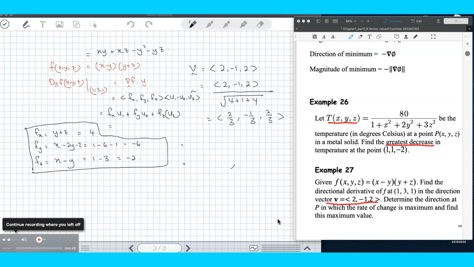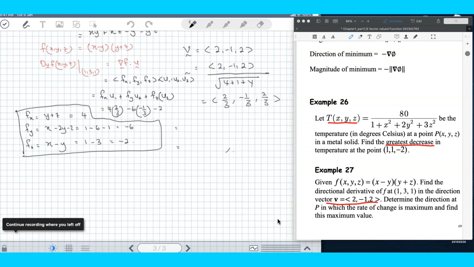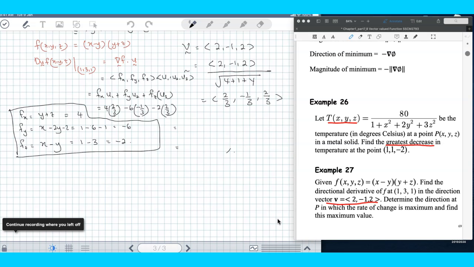Then the gradient f here dot with the unit vector. So we just replace fx. Fx is 4 and u1 is 2 over 3. And fy is minus 6 with minus 1 over 3 and then fz is minus 2 with 2 over 3. So we have 8 over 3 plus 6 over 3 minus 4 over 3. So we will get 10 over 3. So that is the directional derivative for the specific vector given.